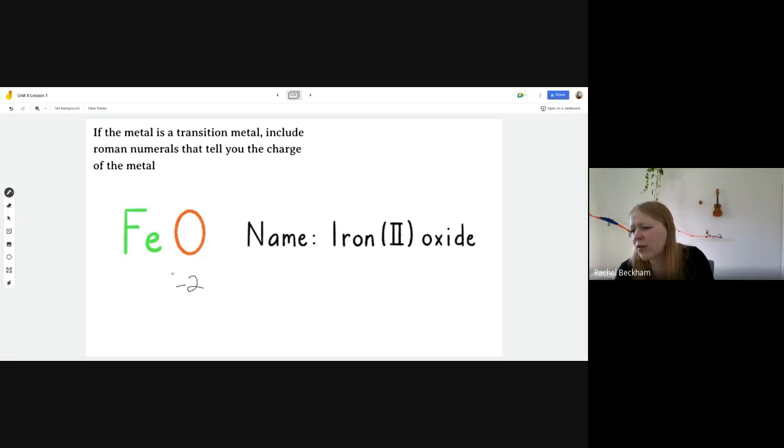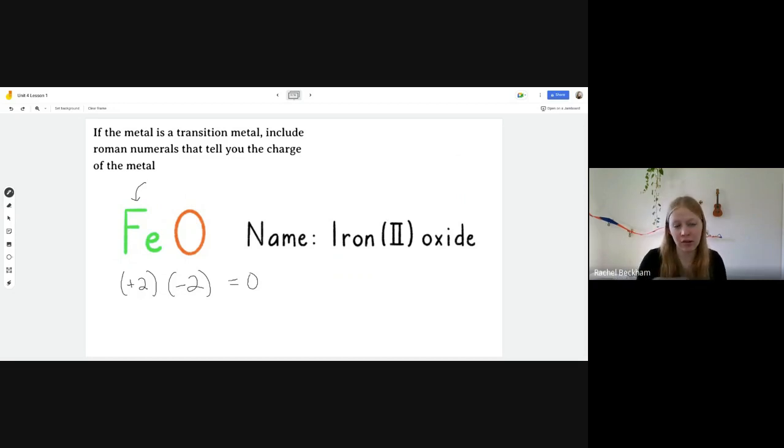Because O has a -2 charge, iron is going to have a +2 charge in this situation, because the net charge of an ionic compound is always 0. So with transition metals, you have to work backwards: the other one had this charge, and so the transition metal will have the opposite of that. Then you put it in parentheses as a Roman numeral. Because iron's charge is +2 here, the name will be iron(II) oxide. So look out for that on your quiz.